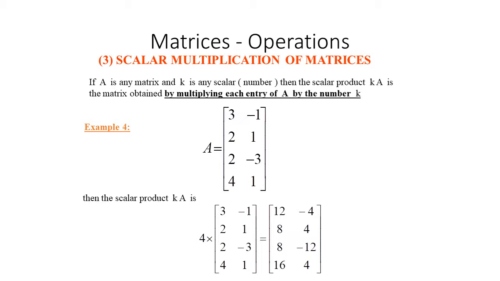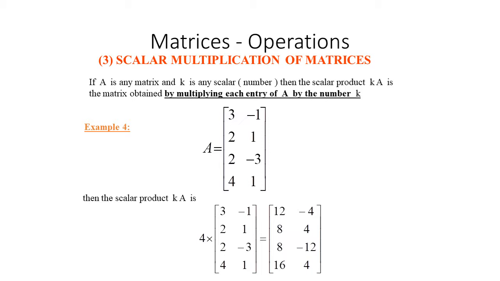So now let us see example number 4. A equals 3, minus 1, 2, 1, 2, minus 3, 4, 1. Now let us find the scalar product KA. K, we can take it as 4. Let us take K equal to 4. We can take any number, and now I am taking K equal to 4. So 4 multiply A. Here A is the given matrix.